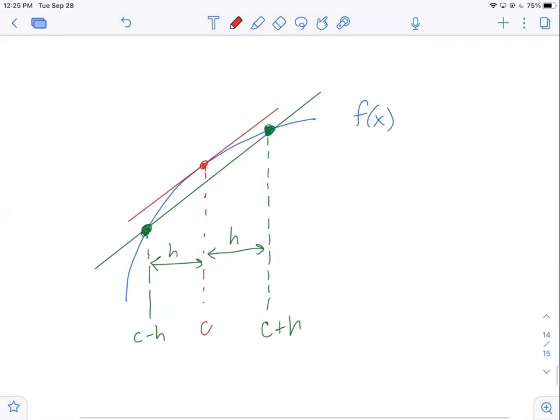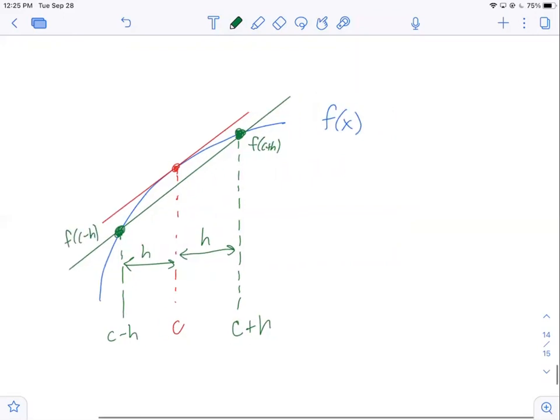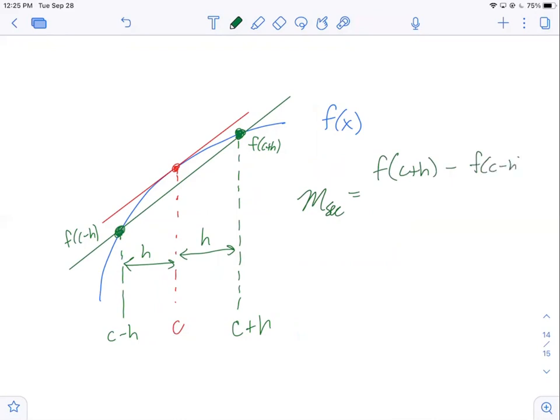I have these 2 points, C plus H, f of C plus H, and then C minus H, f of C minus H. If I find the slope of the secant line, here's what it's going to look like. M sub secant is the change in the y values, f of C plus H minus f of C minus H, all over the change in the corresponding x values, C plus H minus parentheses C minus H. Okay, that's the slope of the secant line.